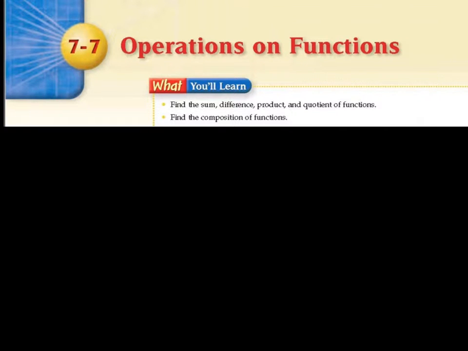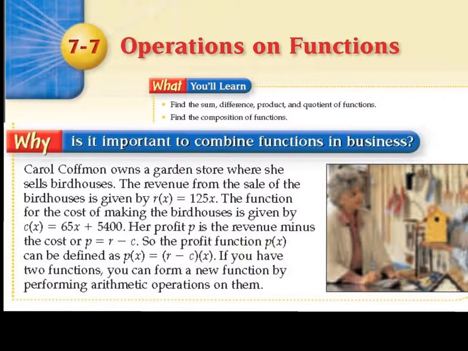In this lesson, you'll learn to find the sum, difference, product, and quotient of functions and find the composition of functions. Why is it important to combine functions in business? Carol Kaufman owns a garden store where she sells birdhouses. The revenue from the sale of a birdhouse is given by R of x equals 125x. The function for the cost of making the birdhouses is given by C of x equals 65x plus 5,400.